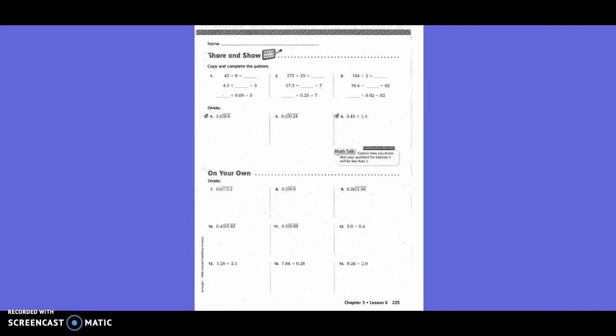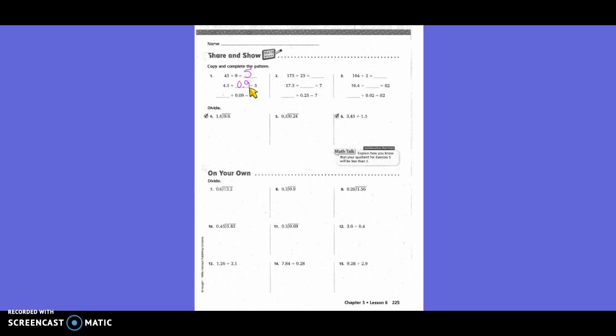Share and show. Copy and complete the pattern. So they said 45 divided by 9 is 5. Then they want 4 and 5 tenths divided by something equals 5. Now in this case, what did we learn the other day? When you're multiplying, you move to the right. When you divide, you move to the left. So we would have what? Instead of 9, we'd have 9 tenths.